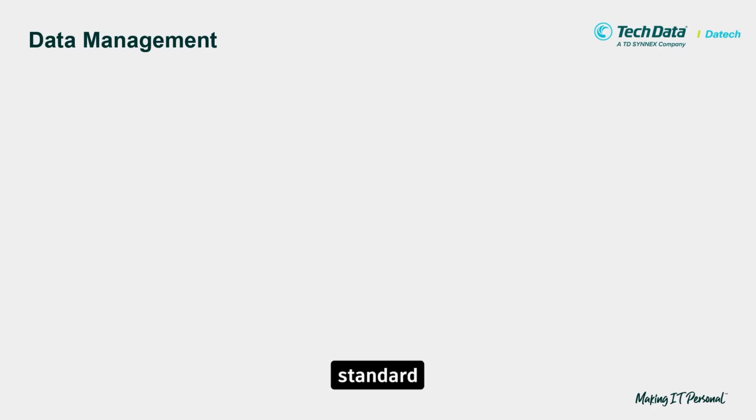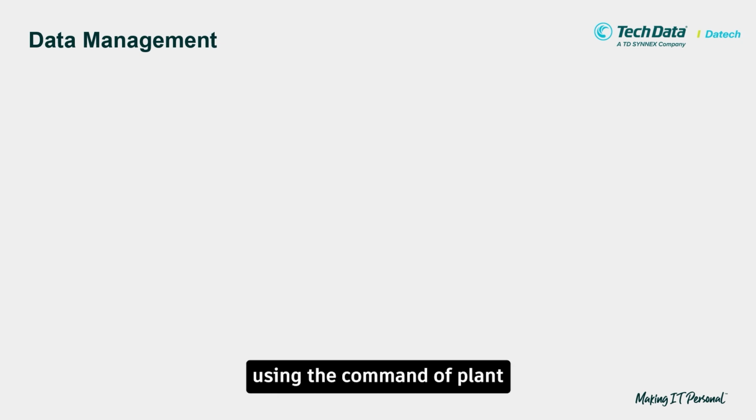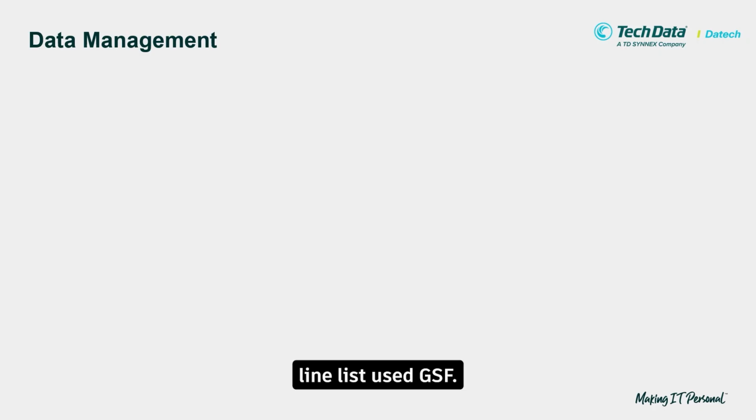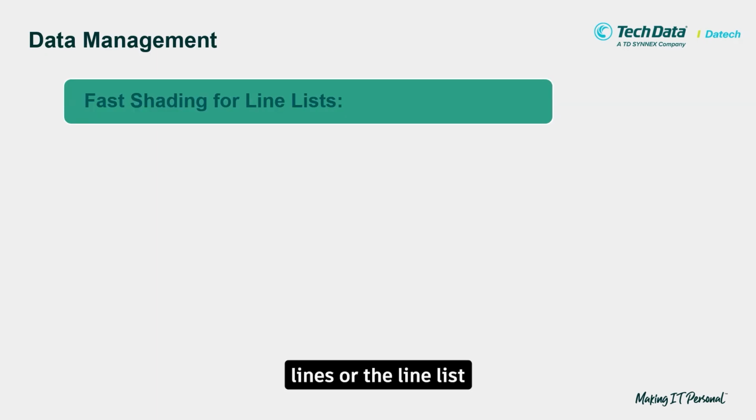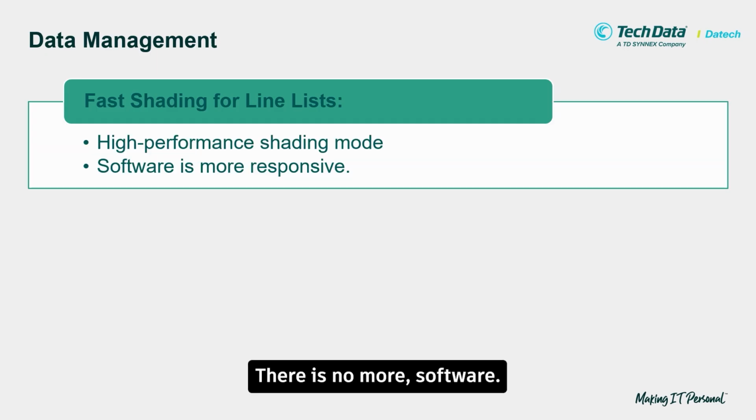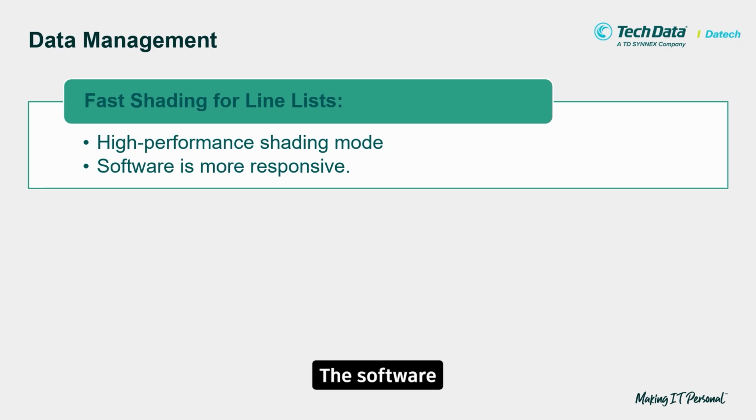For the line list, a new system variable was created using the command PLANTLINELISTUSEGSF. That means it enables a high performance shading mode when you're working within the PNID line list. This keeps the software more responsive even in a massive project with thousands of lines in the line list. So the software is more responsive, and it helps you work on multiple lines and line numbers.